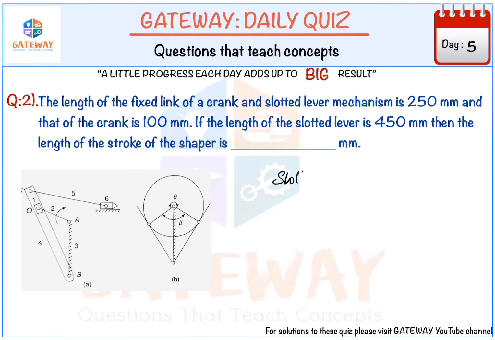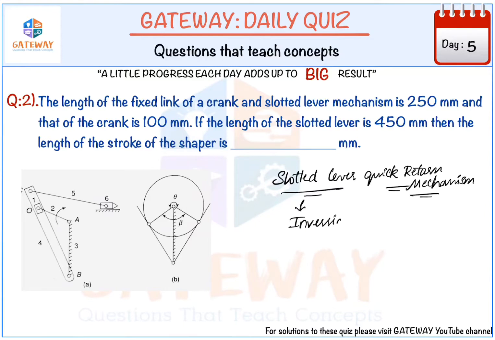This slotted lever quick return mechanism is an inversion of the single slider crank mechanism. This we will discuss completely in theory of machines. Once we enter the concept series of theory of machines, we are awaiting more subscribers so that we can start the concept series, and much can be learned from there. So initially we are doing some quiz questions. The derivation of the length of the stroke and complete details of this mechanism we'll deal with in the concept series, or else you can watch one of the videos uploaded today about this derivation on the same Gateway YouTube channel.